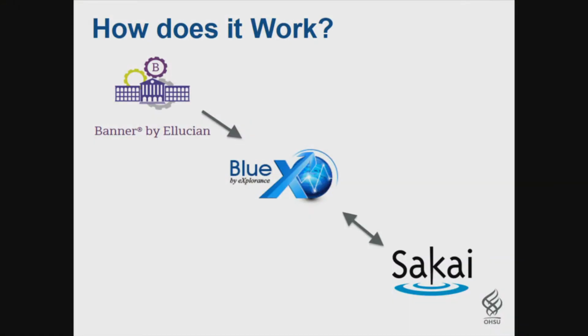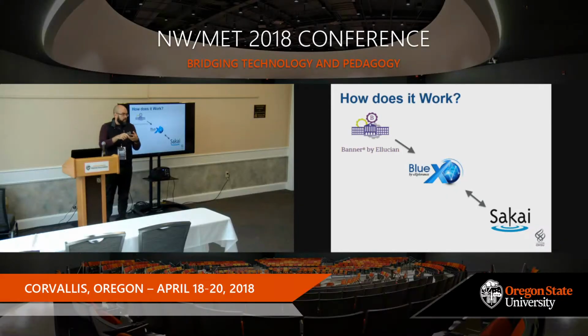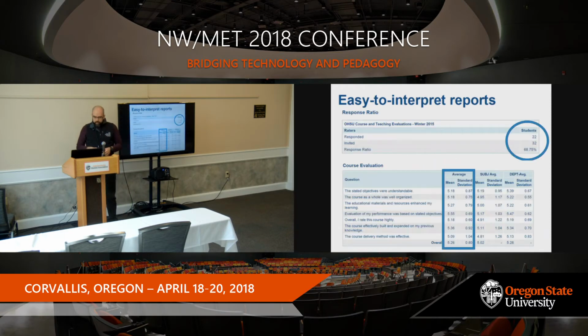I won't get into the nitty-gritty of how it works because that's a whole other presentation. It's really boring. Long and short of it, Banner feeds information to Blue: student information, instructors, courses, all that good stuff. And then Sakai, which is our learning management system, is the pathway to get to Blue. We use a single sign-on authentication system called Shibboleth. Students log into Sakai, and then they get to their evaluations, along with their courses and all sorts of other good stuff.